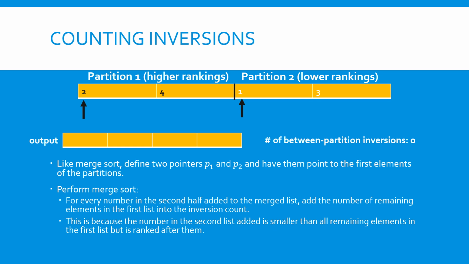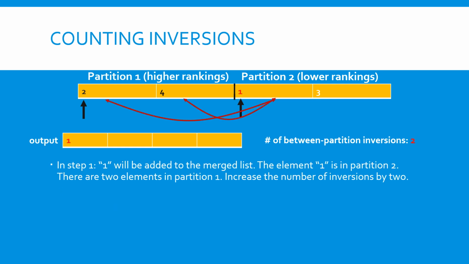Now, we can detect these conditions while performing the merge procedure of merge sort. Recall that the procedure assigns two pointers and has them point to the first numbers of the two input lists. It compares the numbers that are being pointed to and pushes the smaller one to the merged list. It then moves the corresponding pointer to the next number and repeats the process until both lists are exhausted.